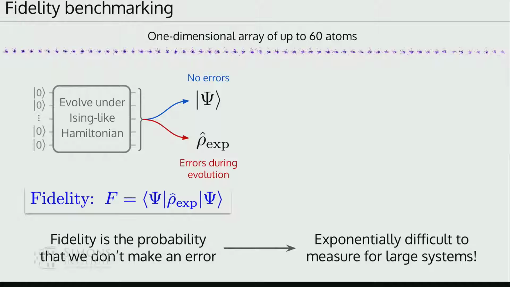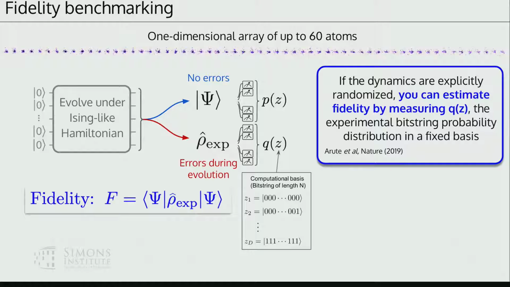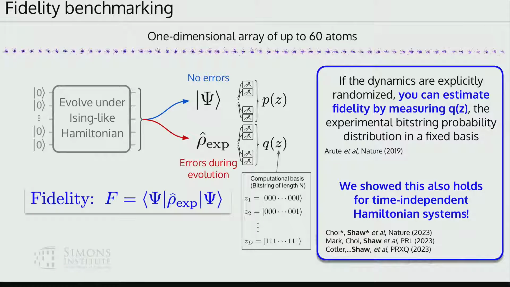This is exponentially difficult to measure for large systems. Soon-Won already gave a nice introduction to how we go through this. I'll go through it one more time here. Essentially, we already know that we can estimate this fidelity via these linear cross-entropy ideas by measuring these bit strings in a single fixed basis and looking at this cross-correlation. And as Soon-Won said, what we've shown now is that we can actually also do this sort of operation for time-independent Hamiltonian systems.